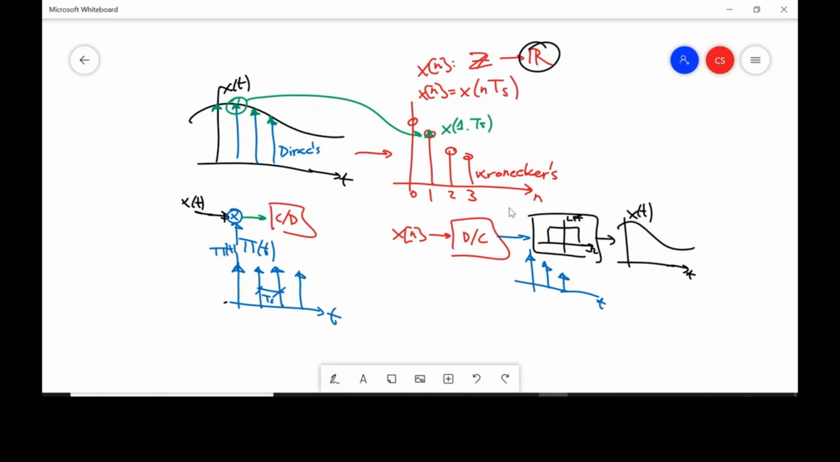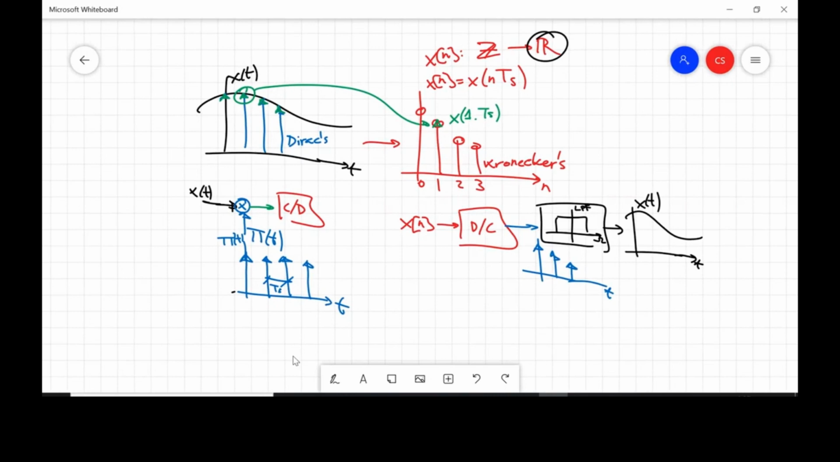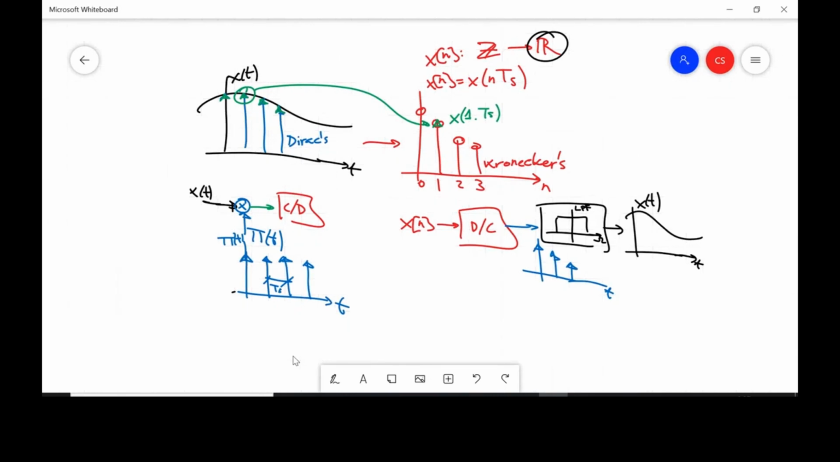And undersampling and all that. So we were doing a reminder of what sampling is. And here we have a summary. So let's say that you have these. So we have this x of t, that is a continuous signal.